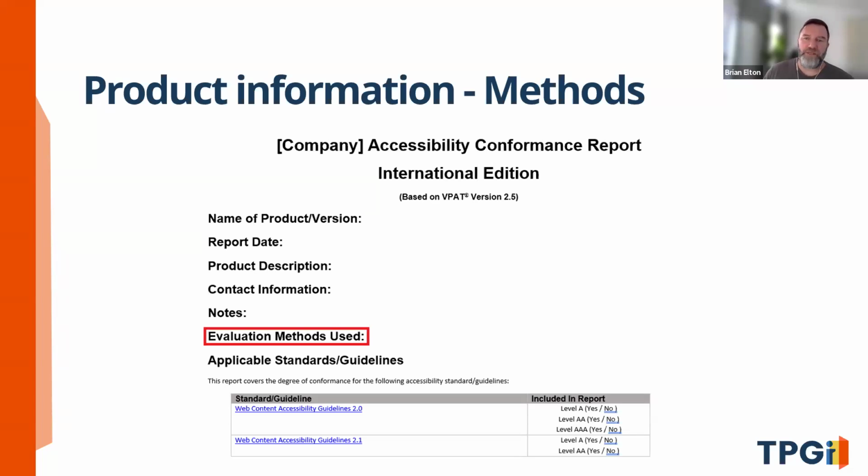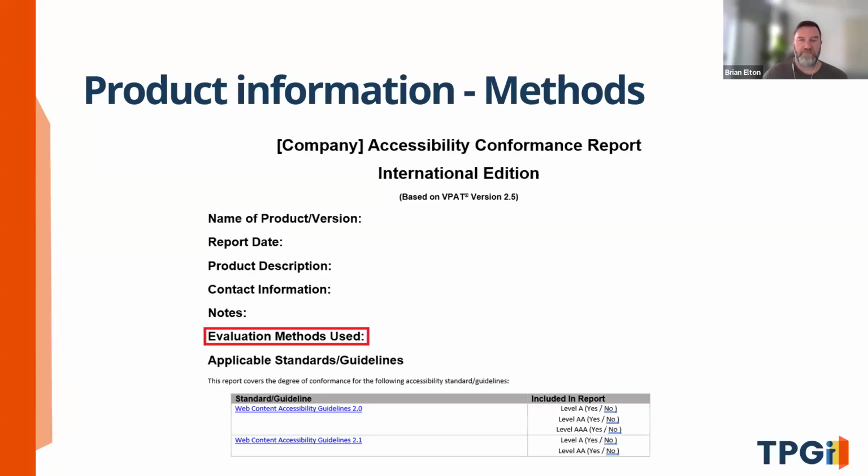It also has evaluation methods that are used, right? And as a buyer, it's really important. You'd want to check to make sure that the evaluation methods that are used match what you're expecting for your users, right? So if your users are primarily JAWS screen reader users, but the report was completed with NVDA, you may want to dig a bit further into whether it will conform just as well.